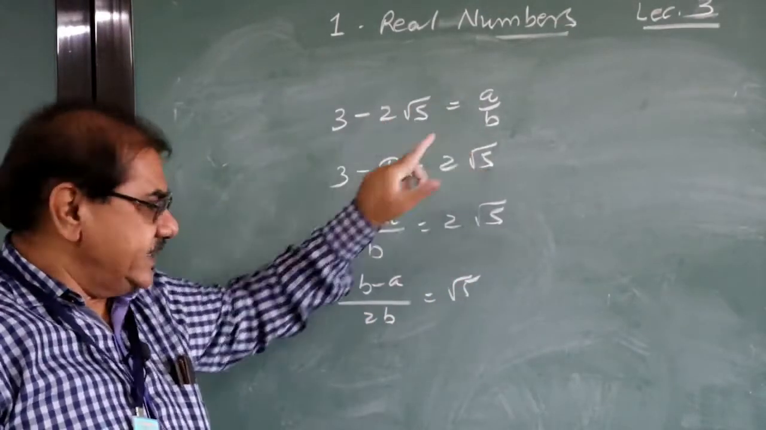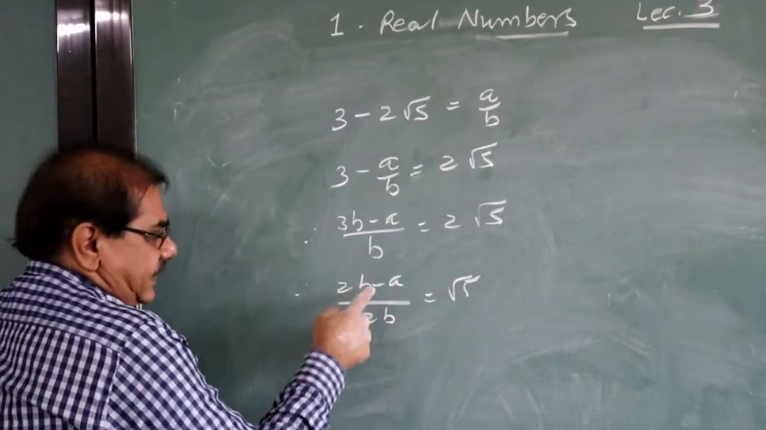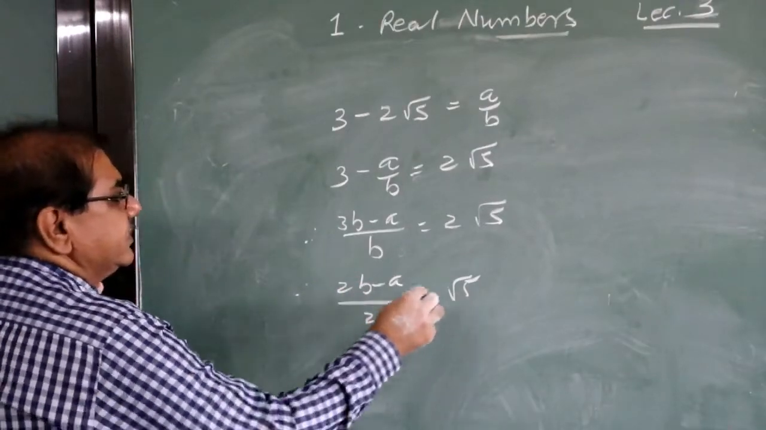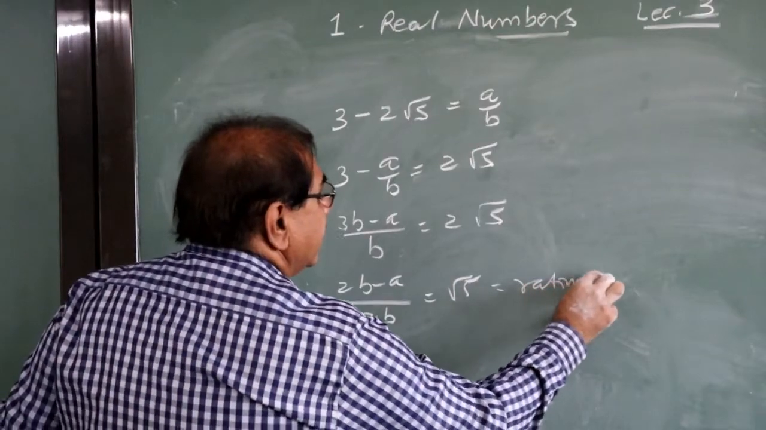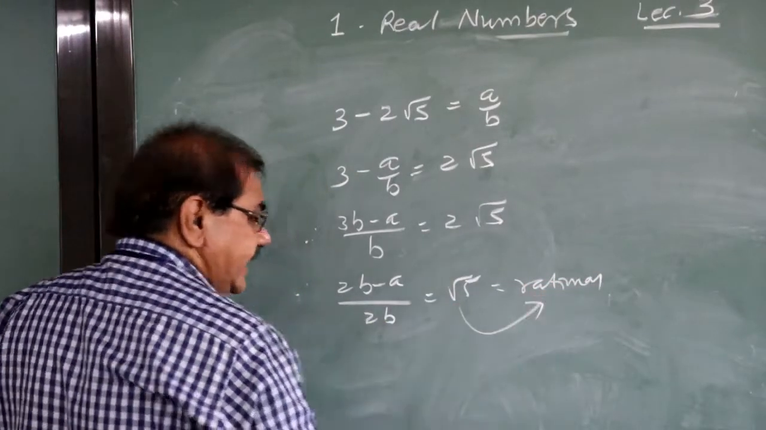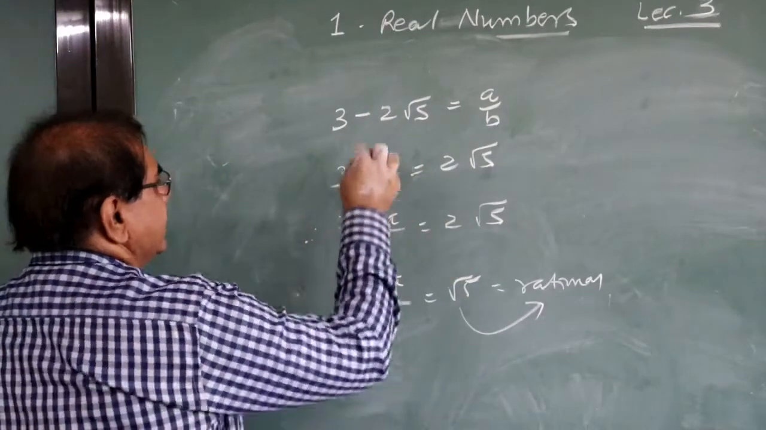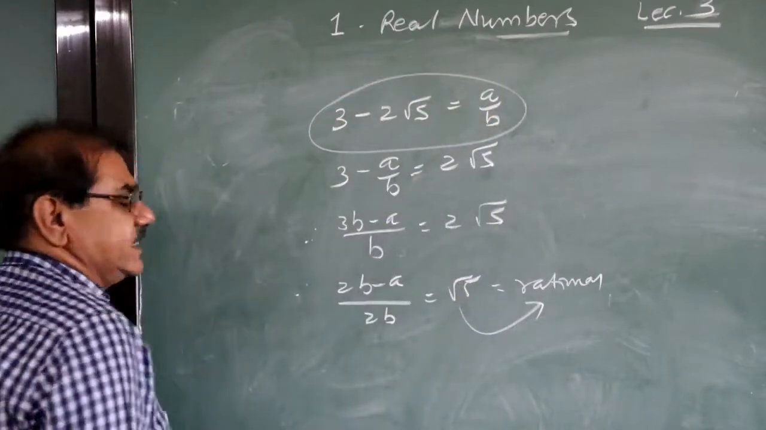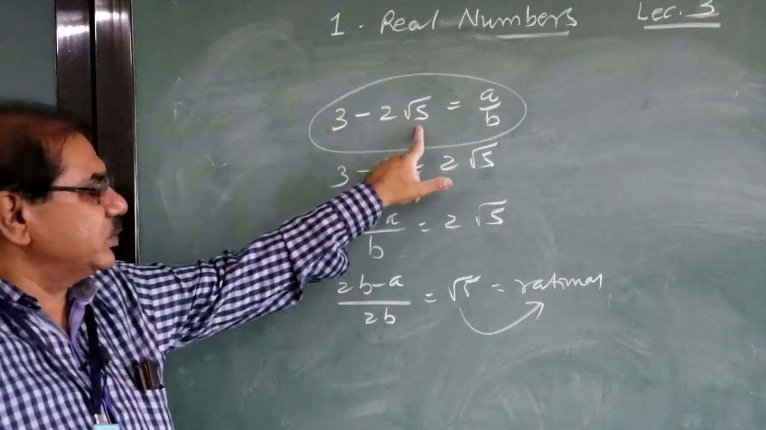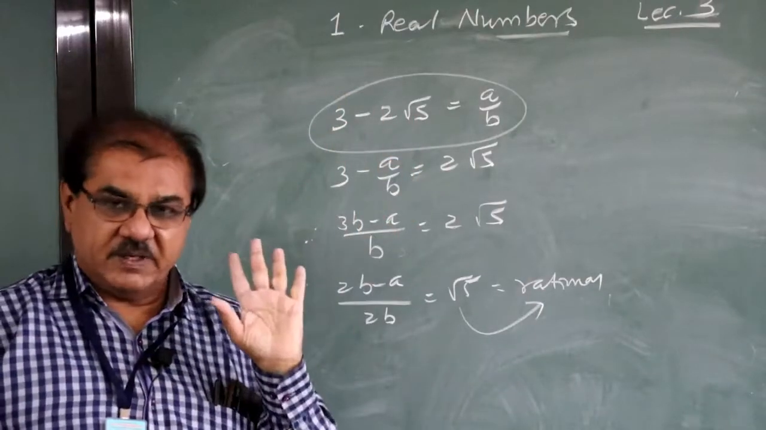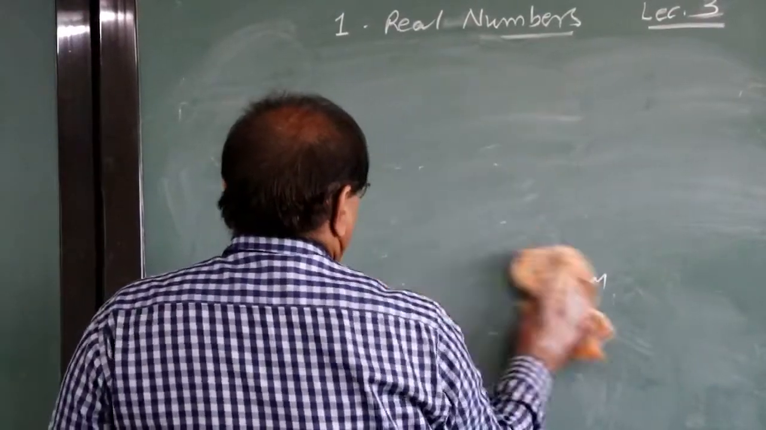As a and b are integers, 3b minus a upon 2b also will be integers and they are forming a rational number. So ultimately I prove that root 5 is rational. But we know that root 5 is not a rational number. So where is the mistake? We proved the wrong statement because we assumed that this was a rational number, which was a fault. Therefore now we can correct the statement that 3 minus 2 root 5 cannot be a rational number. Means it is an irrational number. Is it clear?